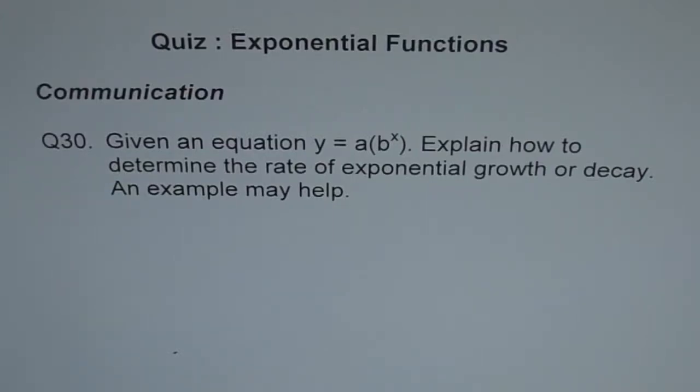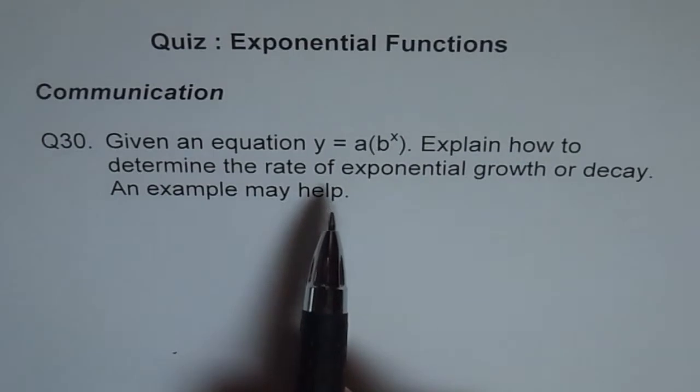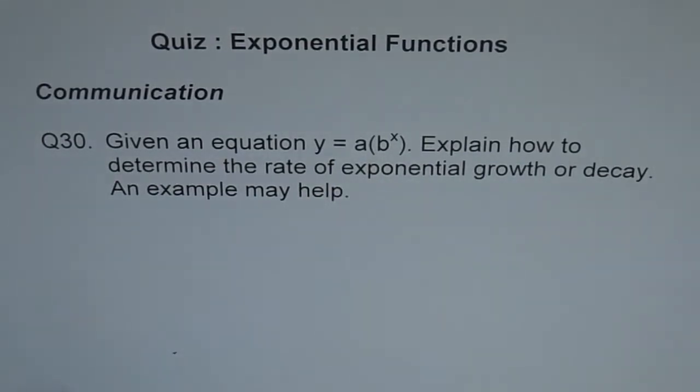Here is a fundamental communication question for exponential function. Question 30. Given an equation y equals a b to the power of x, explain how to determine the rate of exponential growth or decay. Okay, so it could be either exponential growth or decay. An example may help. Now, there are many ways you can do it.